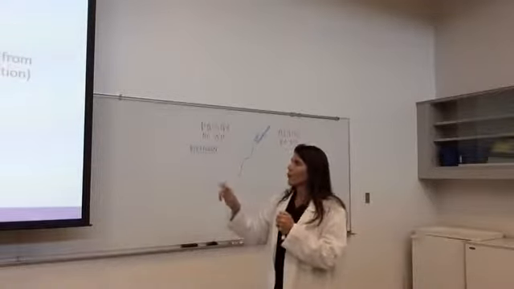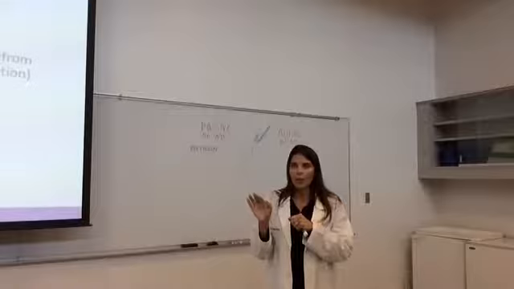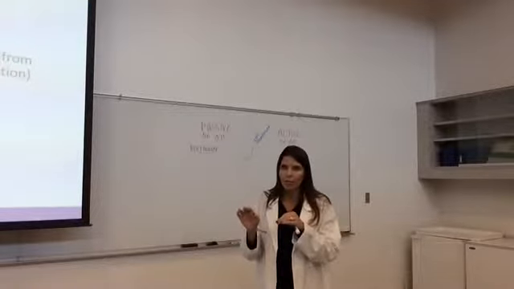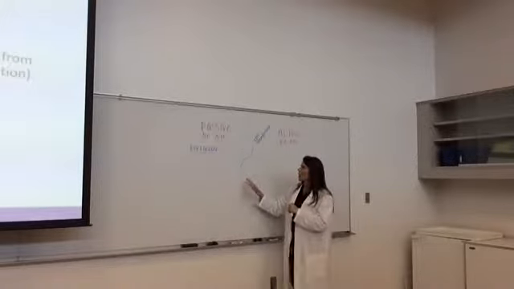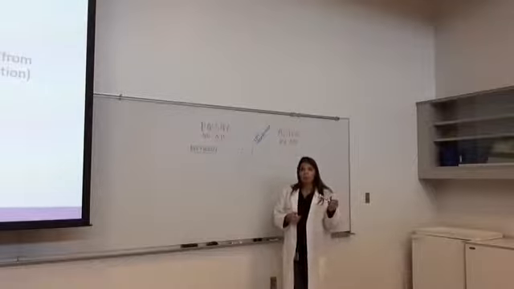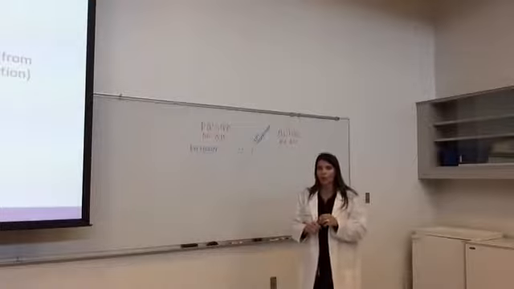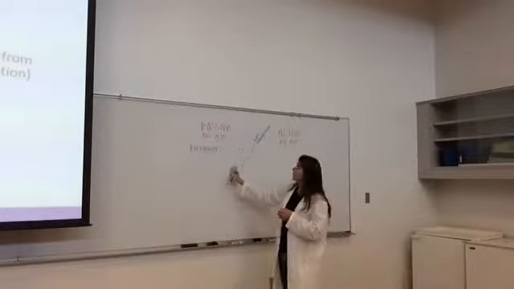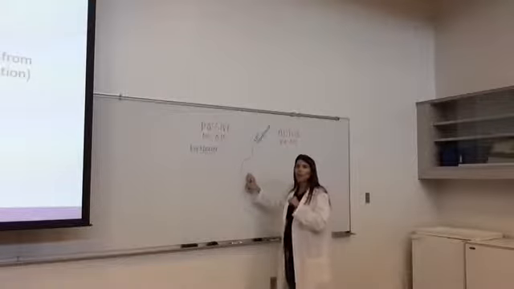Now, for diffusion, it says that these molecules move from an area of high concentration to low concentration. So in this example here, are these molecules going to move from the left to the right or from the right to the left? They're going to go from an area of high concentration to an area of low concentration. So they're going to go from the left side to the right side. High concentration to low concentration.